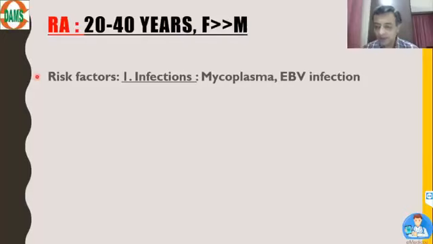We are going for here that infection can be a risk factor for the development of rheumatoid arthritis. The two important infectious agents associated are, one, mycoplasma, and number two, Epstein-Barr virus infection.